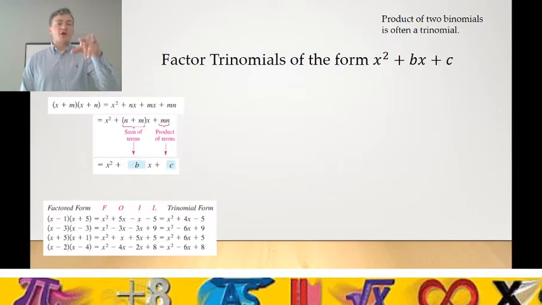Look at the FOIL, look at the O and I columns. Notice that the O and I columns all have like terms. It's because when you multiply these binomials, you often see that the result of the outer and inner products are like terms, simplifying down to that of a trinomial.